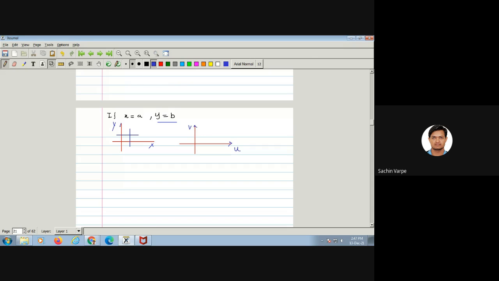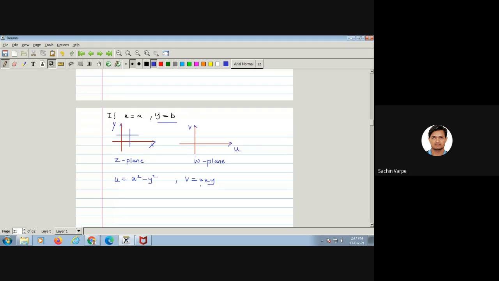Is this clear? Yes, sir. So we are checking now what these lines map to in the w plane. This is my z plane and this is the w plane. So as we know, u equal to x square minus y square and v is 2xy.